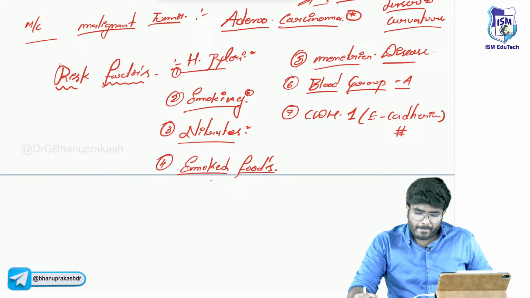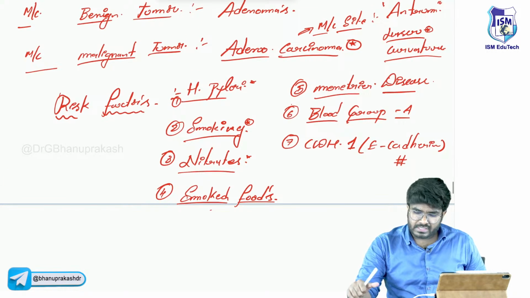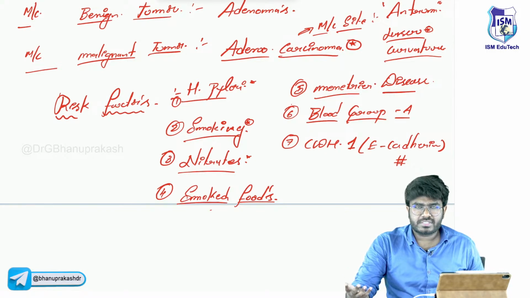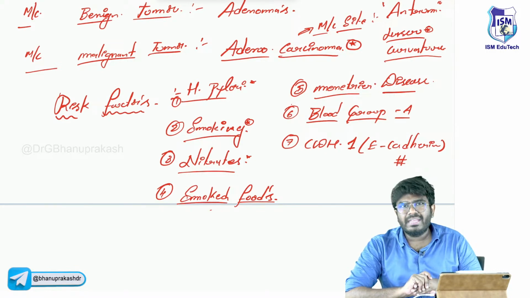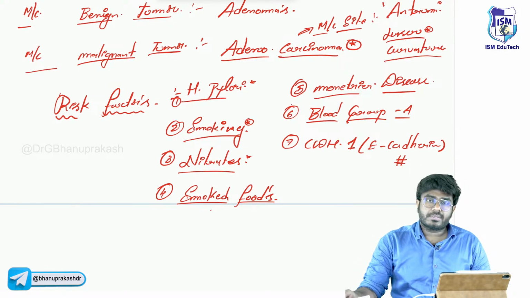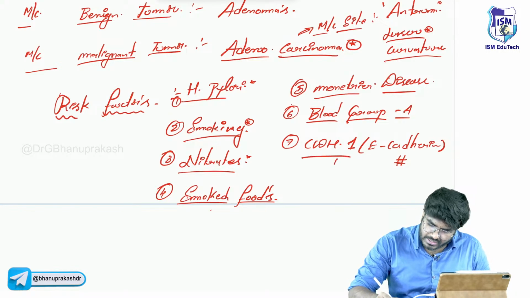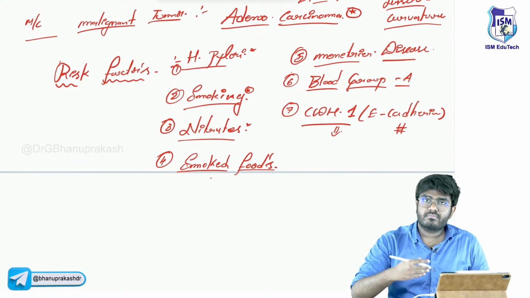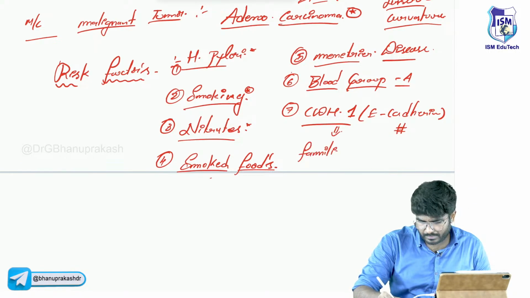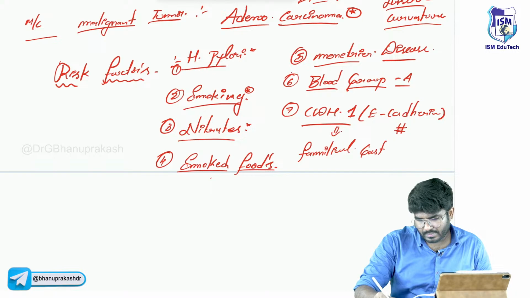Next, a repetition of the risk factors: Helicobacter pylori, smoking, nitrates, smoked foods, Ménétrier's disease, blood group A, and gene mutations like the E-cadherin 1 gene mutation, CDH1 gene mutation. One point is that the CDH1 gene mutation causes familial gastric adenocarcinoma. It runs in families. Familial gastric adenocarcinoma.